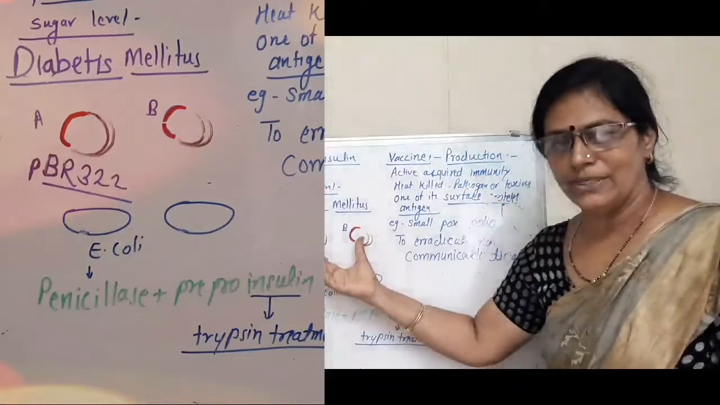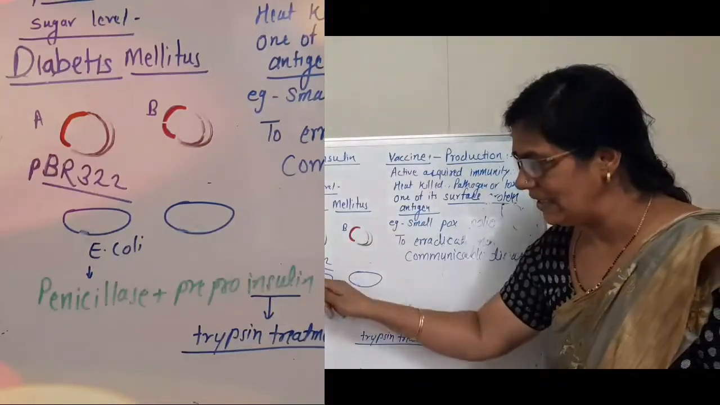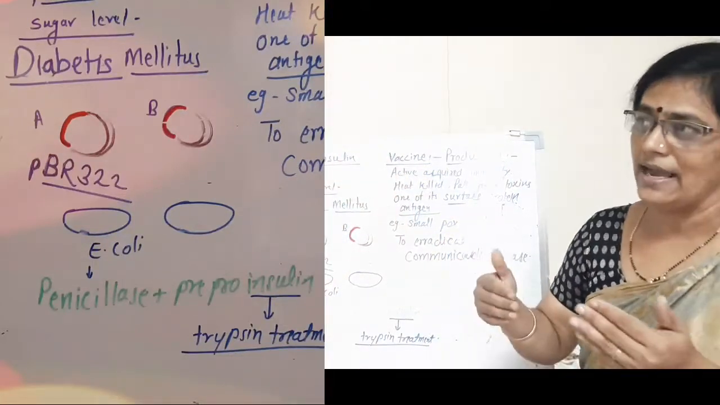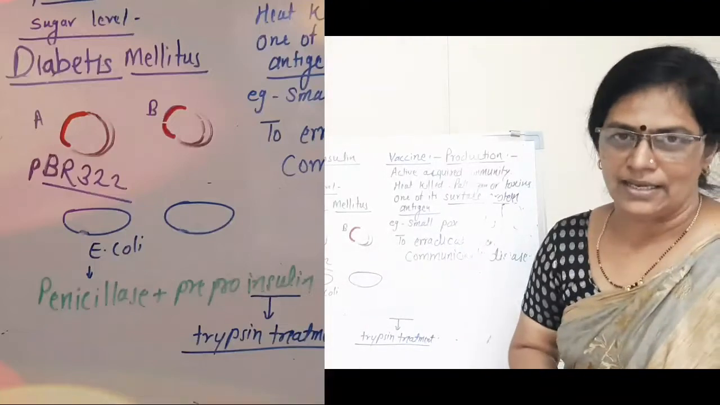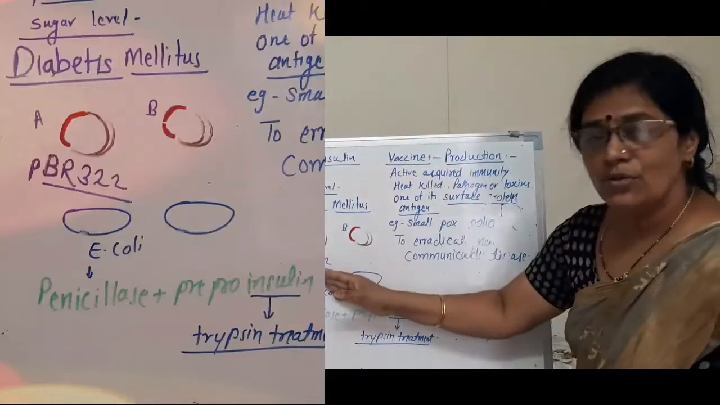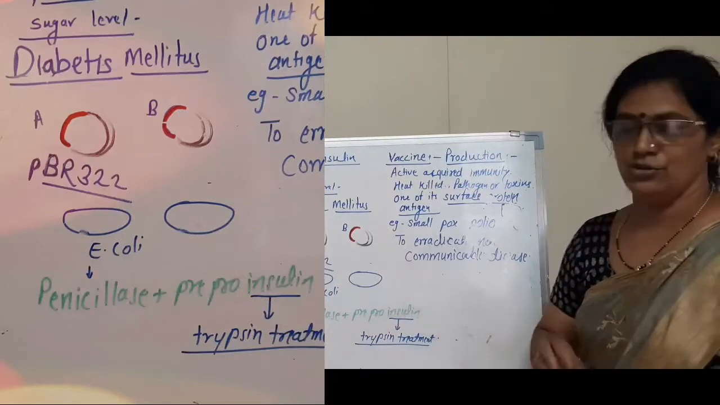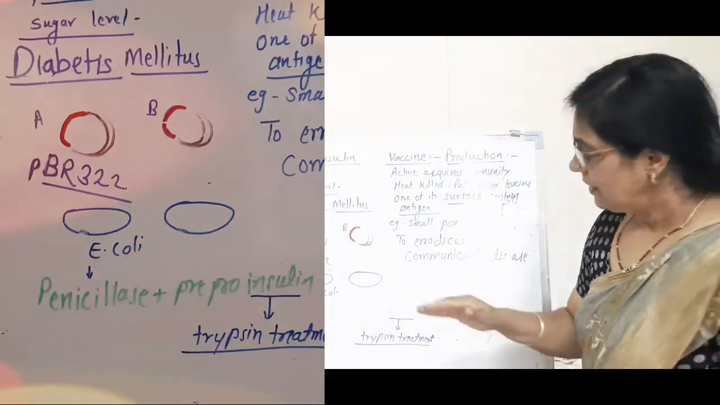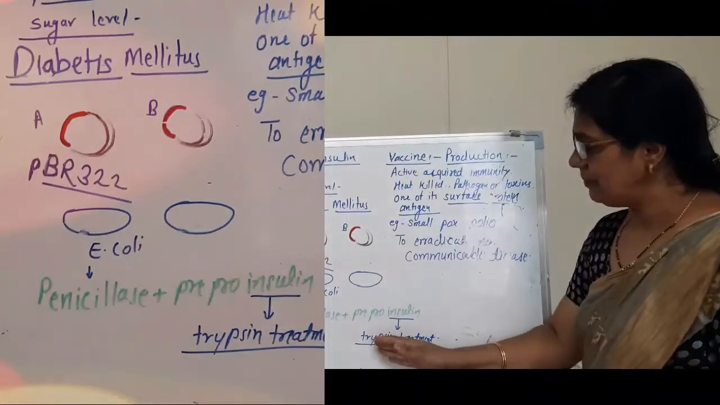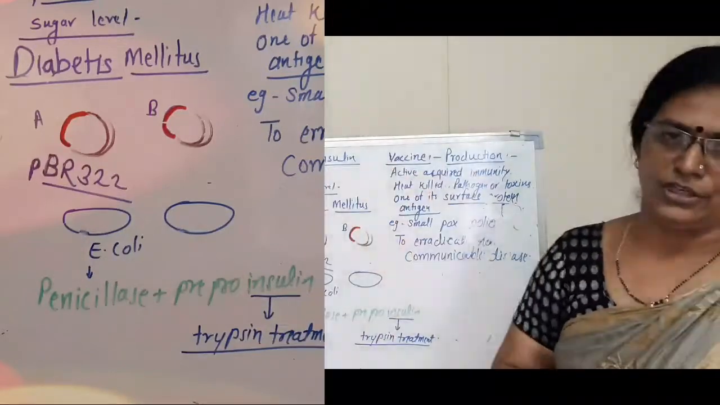Then these two recombinant DNA molecules are transferred into E. coli. Then E. coli is cultured in a culture medium. This E. coli is now able to produce penicillinase and pre-proinsulin. From that pre-proinsulin, by treatment with trypsin, the insulin is separated. Like this, human insulin is produced.